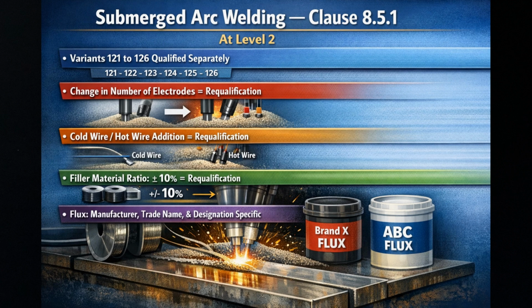At level 2, each variant, 121 to 126, must be qualified independently. Any change in the number of electrodes requires requalification. Addition or deletion of cold wire or hot wire additions requires requalification. A change of more than plus or minus 10% in the ratio of supplementary filler material to electrode requires requalification. The qualification is restricted to the specific manufacturer, trade name, and designation of the flux used in the test.